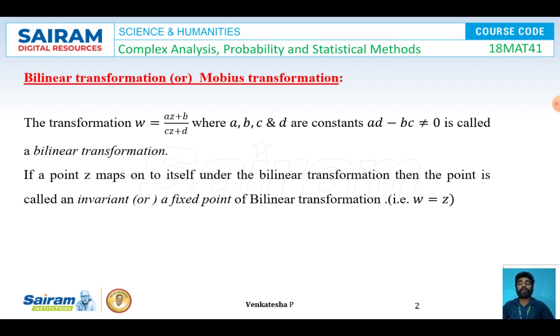Now, if a point Z maps onto itself under the bilinear transformation, then the point is called an invariant point or a fixed point of the bilinear transformation. That is, to get an invariant point, we have to replace W = Z in the bilinear transformation equation, and solving that equation we will get the invariant points.